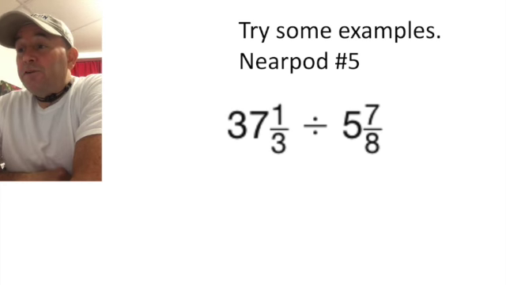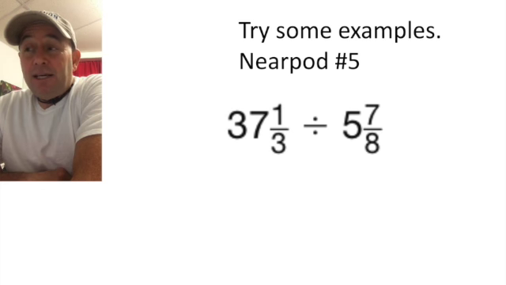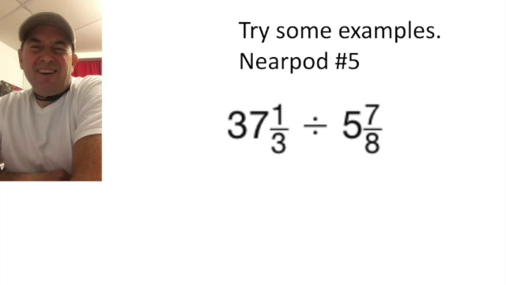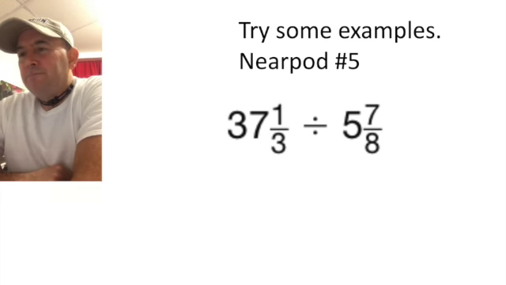37 and 1/3 divided by 5 and 7/8. Wow. Okay, that's not that hard. Compatible numbers come into play. Pause the video.